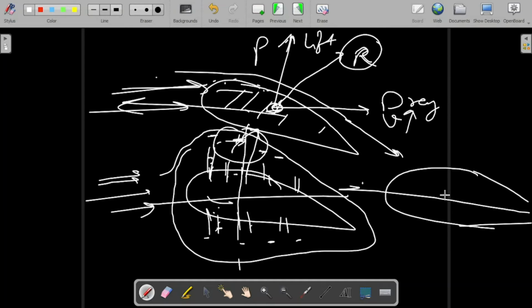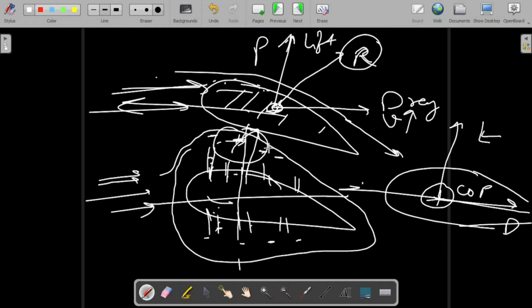conclude, you find that the summation of all the pressure will give you one point, which is called the center of pressure, from where all the lift force and the drag force are considered to be acting.